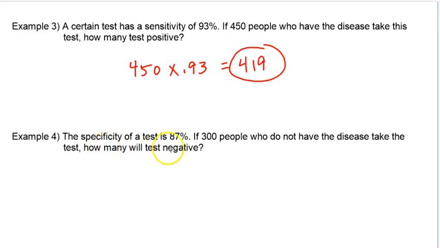The specificity is going to tell us the test's ability to accurately detect the absence of disease. If 300 people who do not have the disease took the test, and 87% is the specificity rate, then how many people will test negative? So we would come up with 261.